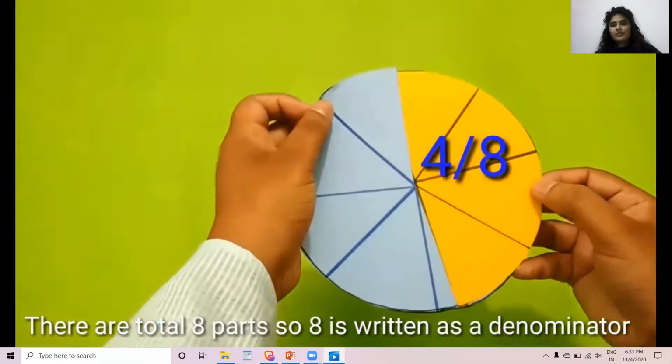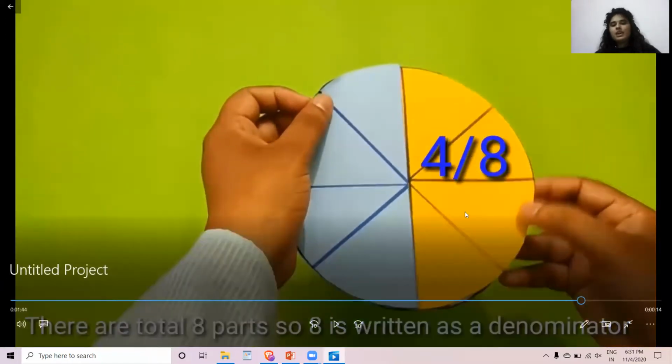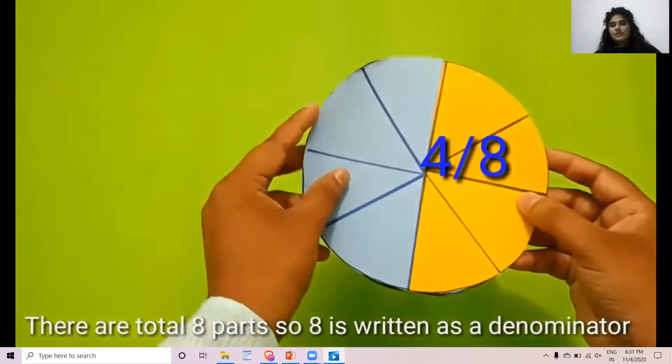Now again, yes. Now you can see here how many total parts we have? 8. So 8 must be in the denominator like this. Now what number should be written in the numerator? You have to count the yellow parts. 1, 2, 3, 4. So 4 by 8 is what? The fraction of yellow part over the total number of parts.